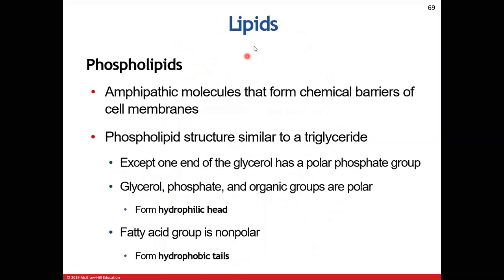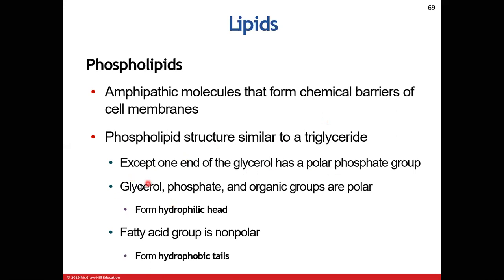So if we look at our next one then, the next type of lipid, it's a phospholipid. So phospholipids are amphipathic molecules, which means they have both polar and nonpolar sections, and they form chemical barriers of the cell membranes. Remember, with phospholipids, we have kind of a water-fearing side and a water-loving side. The phospholipid structure is similar to a triglyceride, except that one end of the glycerol has a polar phosphate group.